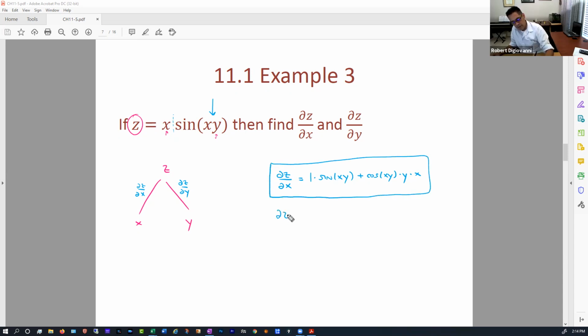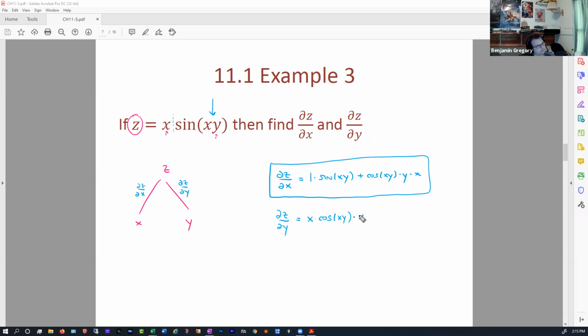The other partial derivative is now treating y like the variable and x like the constant. And that's good because if x is a constant, I don't have to do product rule. Do y'all see that? If x is a constant, I can just do x comes for the ride times, derivative of sine is cosine of xy, times now I take the derivative of the inside with respect to y this time, which would be x. And that's it.